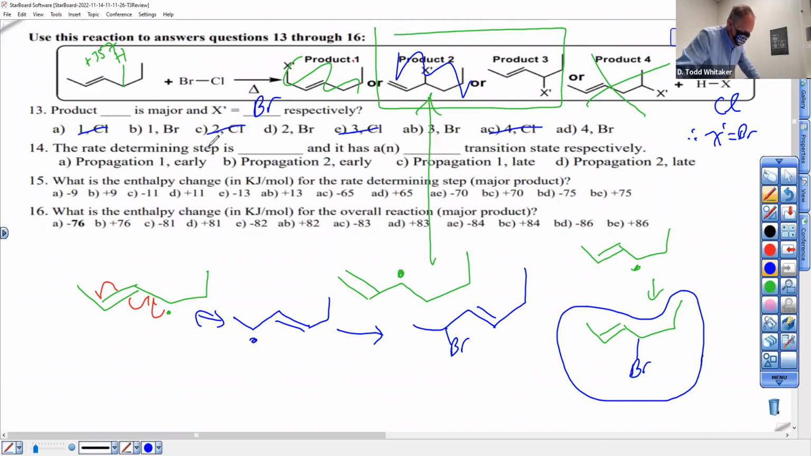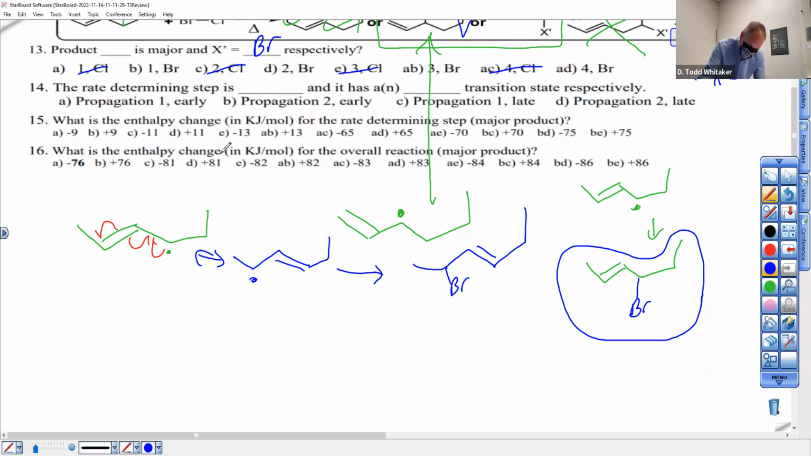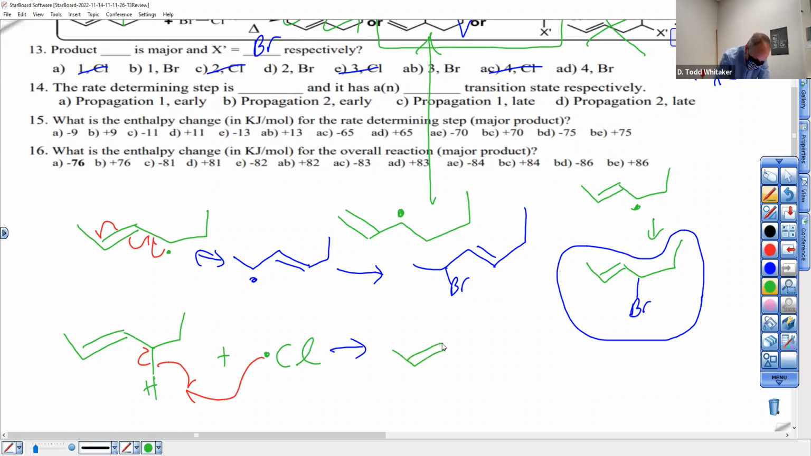Rate determining propagation step. This is where this takes time. You've got to do the two mechanisms. And the mechanism goes like this. Remember prop 1? The double bond. Prop 1. The Cl radical grabs the H. You're asking where the Cl radical came from? It's called initiation. We don't use initiation for any energy considerations. It's not a reaction that happens to a great extent.